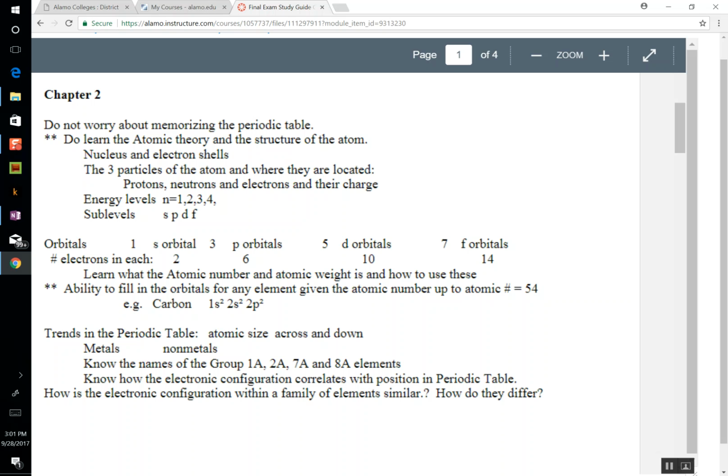And I may not be looking for the number that's right on your periodic table. Okay, so don't just think, oh, I can go to the periodic table and just write that number down. I want the number that you get from the data I give you.